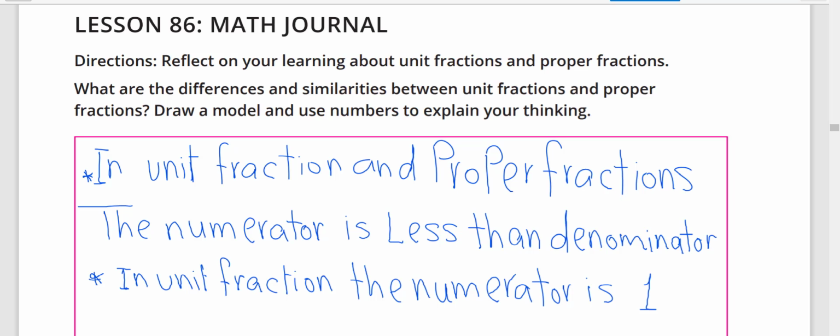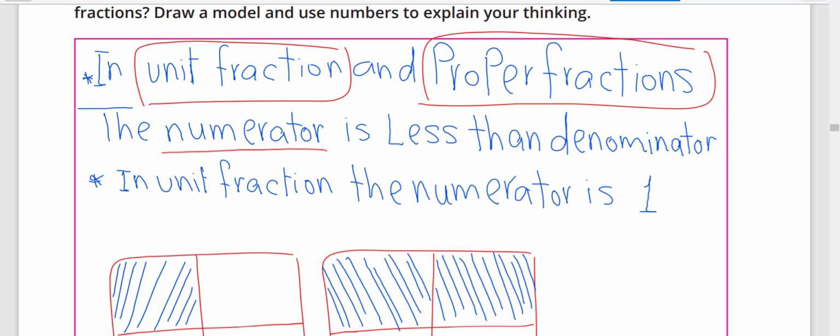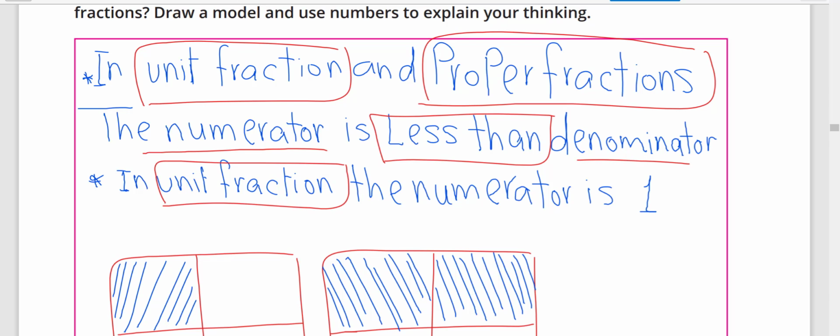Math Journal. Reflect on your learning about unit fractions and proper fractions. What are the differences and similarities between unit fractions and proper fractions? Draw a model and use numbers to explain your thinking. First, in unit fractions and proper fractions, the numerator is less than the denominator, and in a unit fraction, the numerator is 1.